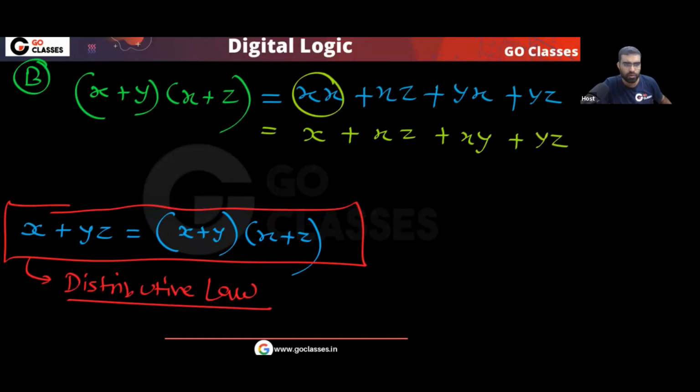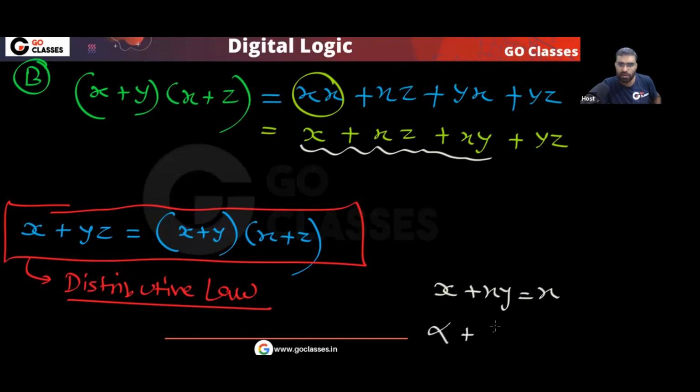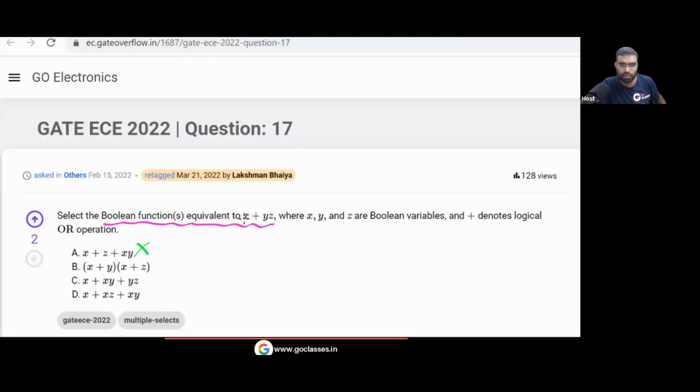Now again you can apply the absorption law. We know that x + xy is the same as x. Basically alpha + alpha beta is the same as alpha. This is called the absorption law. You can apply it and this will become x, and there is yz. So what we got is x + yz. So you can see option B is equivalent to x + yz. Option B is correct.